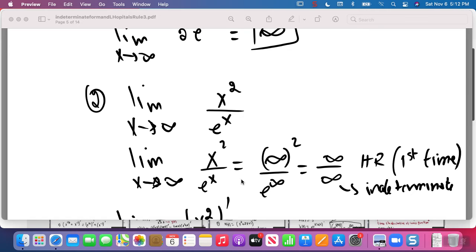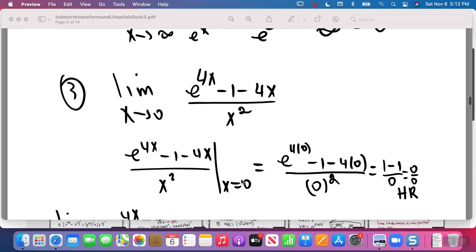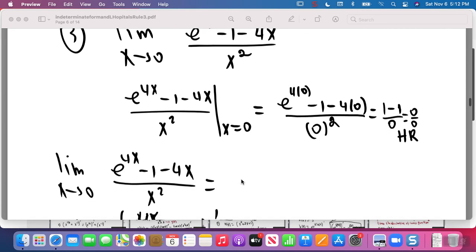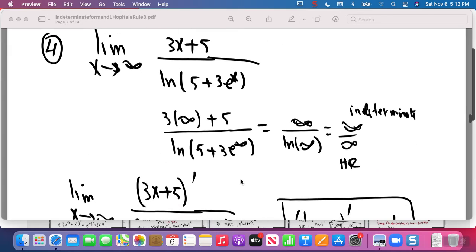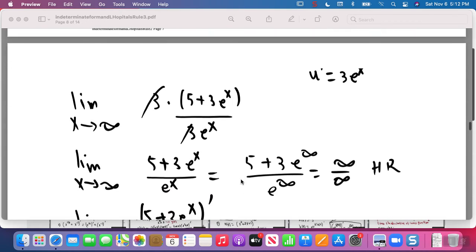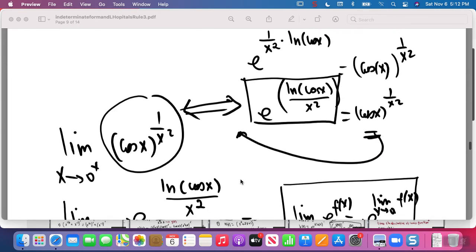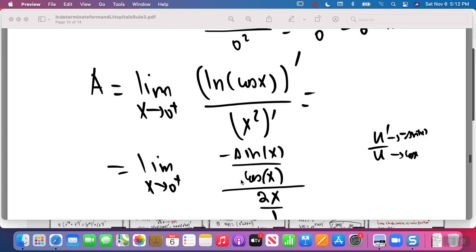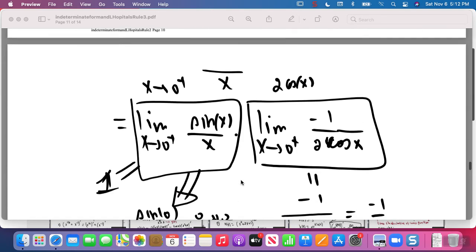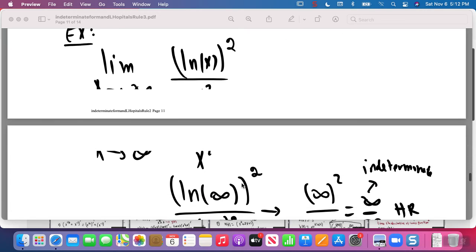You have another example. Let's look for another example. Let's take this example. I have an example in mind. This one.